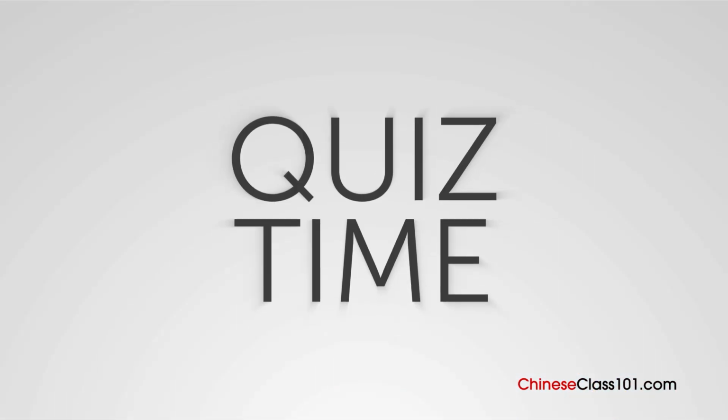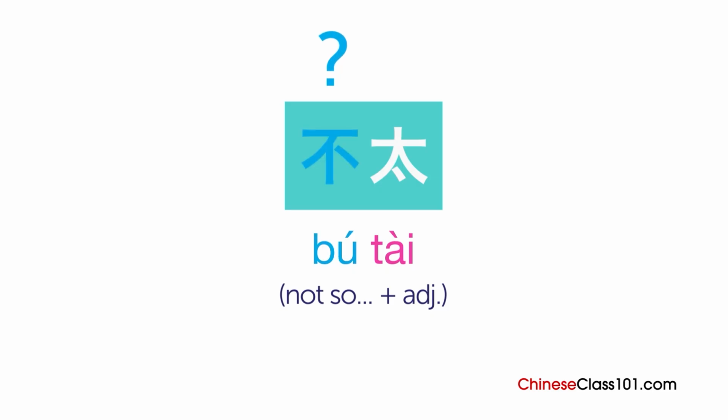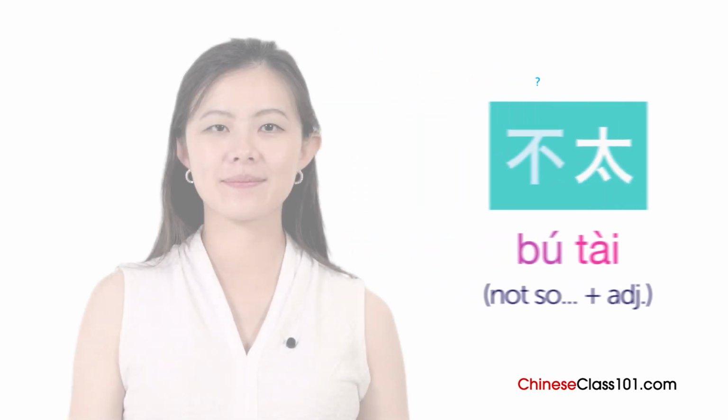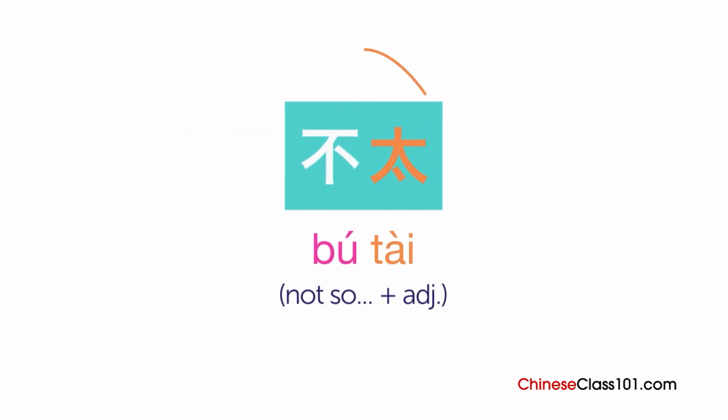It's quiz time! Let's see if you can apply these rules in the real world. How should you pronounce the first character? 不太. The next character is a falling tone, so this character is pronounced with a rising tone.